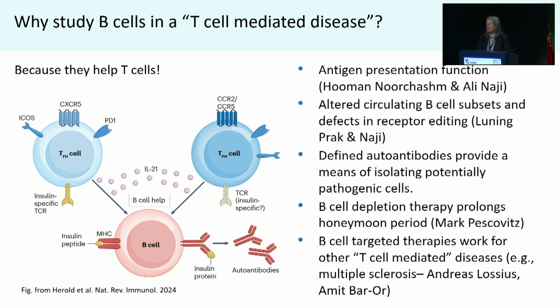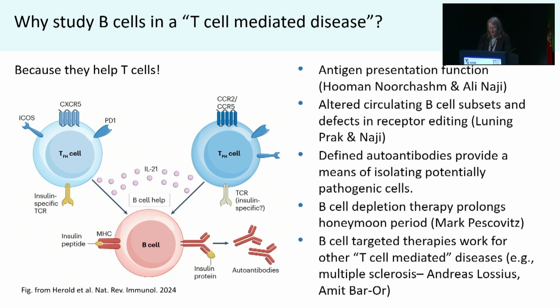Now, why would we want to study B cells in a T cell-mediated disease? So actually, Andreas Losius from a few days ago mentioned this in his talk on MS. So type 1 diabetes and other classical T cell-mediated diseases do have roles for B cells. And one of the main roles in the case of type 1 diabetes is antigen presentation. So B cells in T1D present antigens to pathogenic T cells, and if you knock out antigen presentation function in mouse models, such as the NOD mouse, you can very substantially alter the likelihood of disease development. And those were studies that were done now more than 20 years ago by Huma Norkazem and Ali Naji.